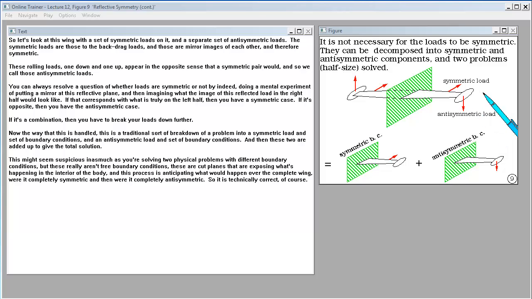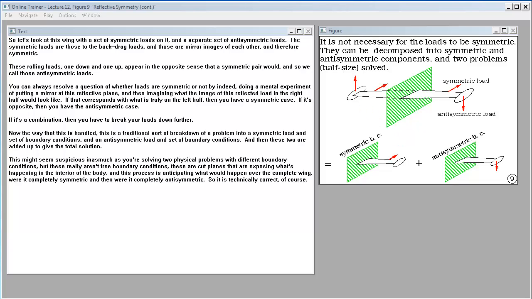You can always resolve a question of whether loads are symmetric or not by doing a mental experiment of putting a mirror at this reflective plane and then imagining what the image of this reflected load in the right half would look like. If that corresponds with what is truly on the left half, then you have a symmetric case. If it's opposite, then you have the anti-symmetric case. If it's a combination, then you have to break your loads down further.